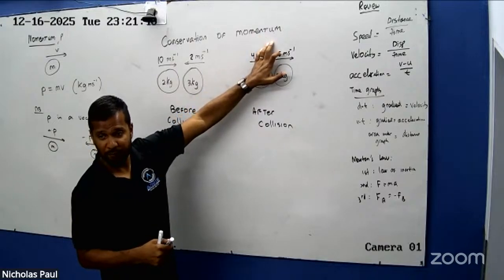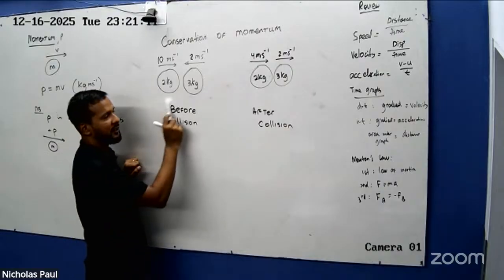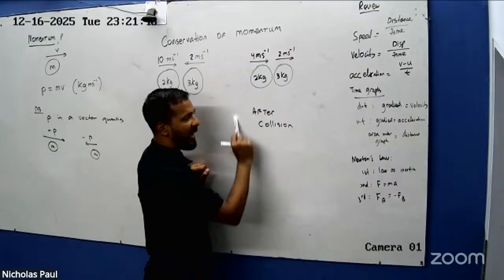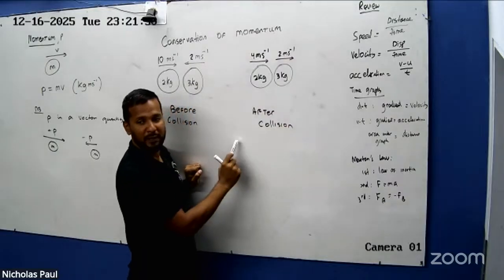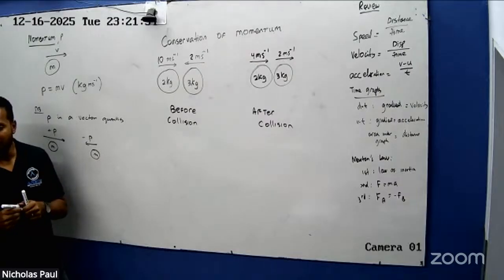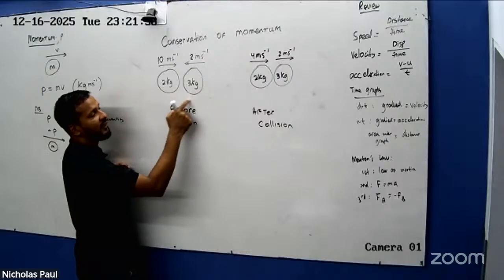That's okay? So what the law says is that if I work out the momentum before something collides, and then work out the momentum after it collides, they should be equal. That's okay? They should be equal. So let's work out the momentum here for now. What's the momentum of this object here?